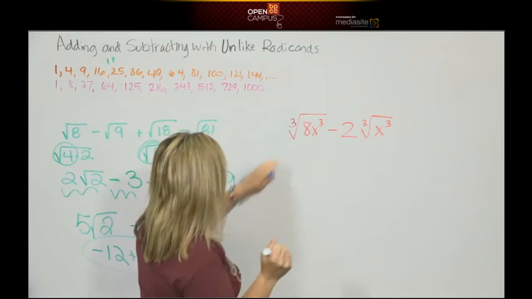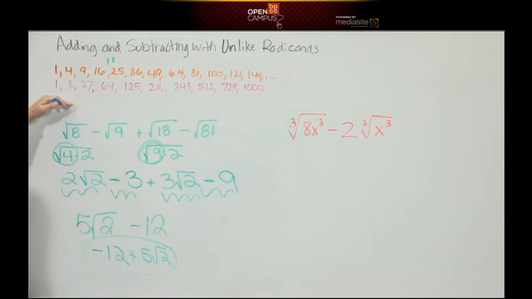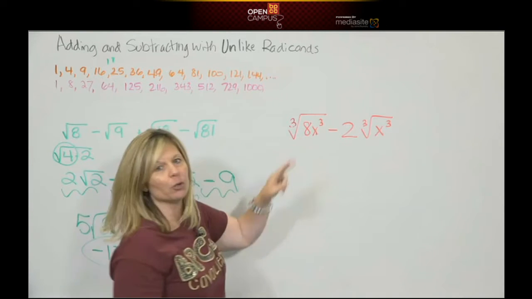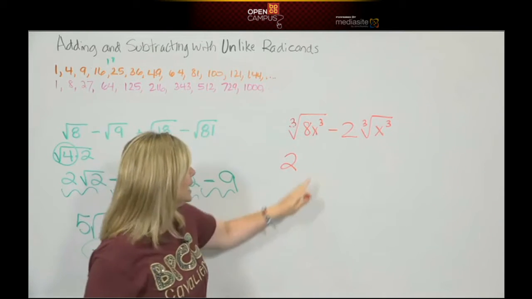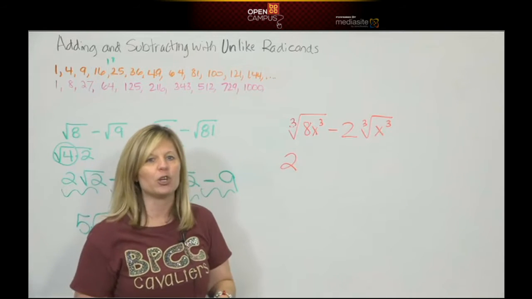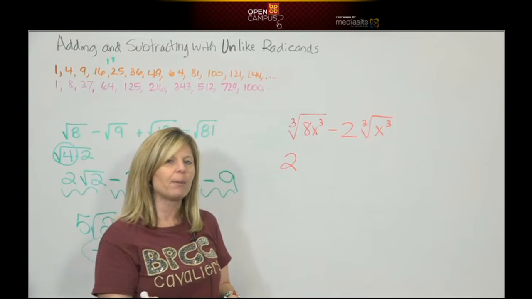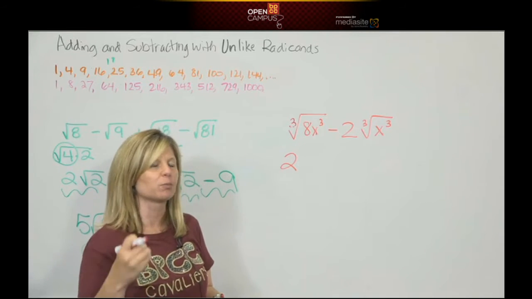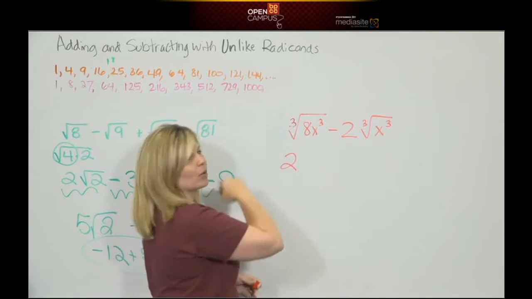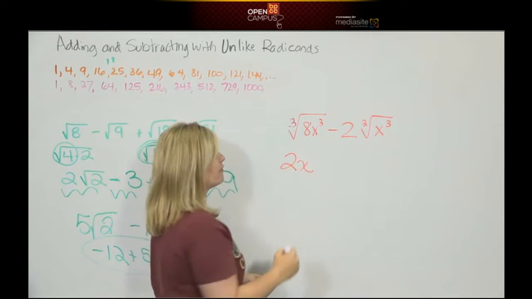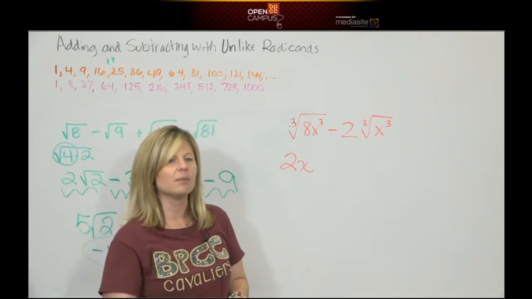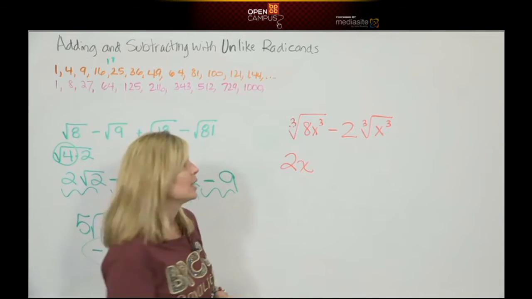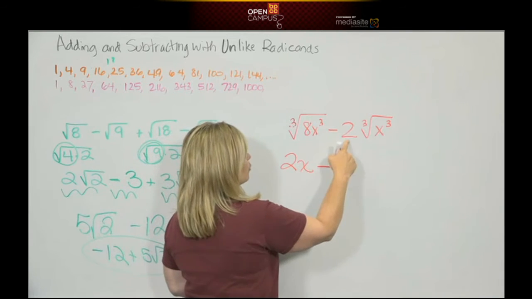So everybody look, we're doing a cube root. So now I'm looking at the perfect cube list. Okay? Is 8 a perfect cube? Yes, it is. What is the cube root of 8? It is 2. Is x cubed a perfect cube? Yes. For a variable to be a perfect cube, it needs an exponent that's a multiple of 3. 3 divided by 3 is 1. That's why we write x to the first. Cube root of x cubed: x times x times x would give us x cubed. Minus, bring down the 2.